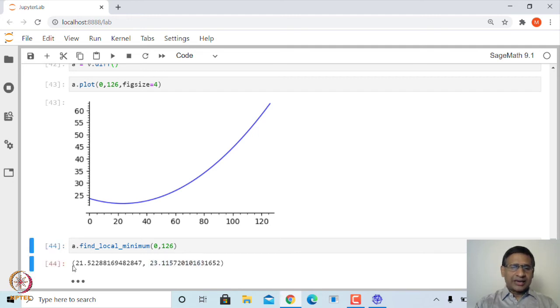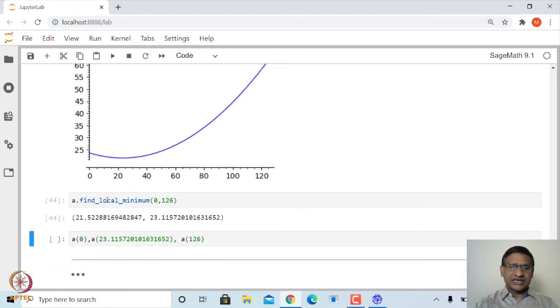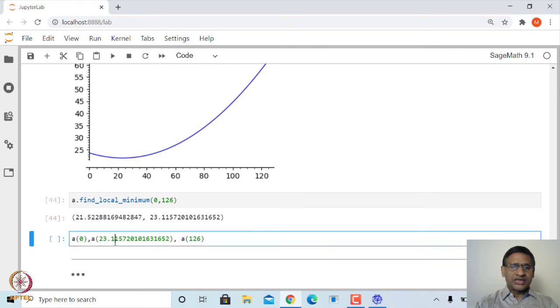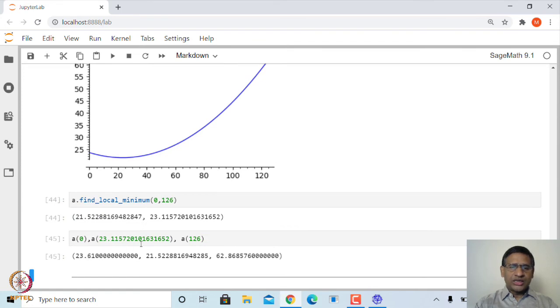that is at about 23.1157 seconds, and for the other one, at the end points we need to compare what the acceleration is. So, at 0 the acceleration is 23.61, at 23.11 seconds it is 21, and at 126 seconds it is 62. So, the acceleration is minimum at about 23 seconds, maximum at 126 seconds, and the maximum acceleration is this. So, that is a very easy problem.